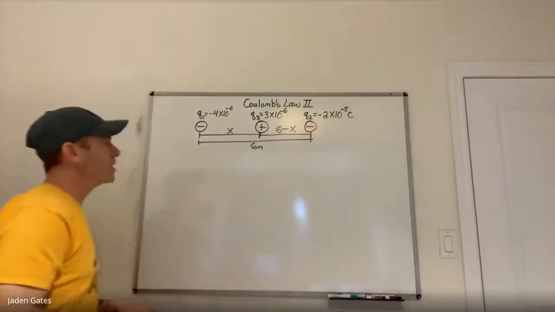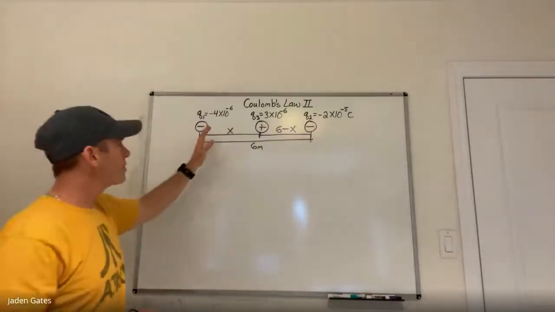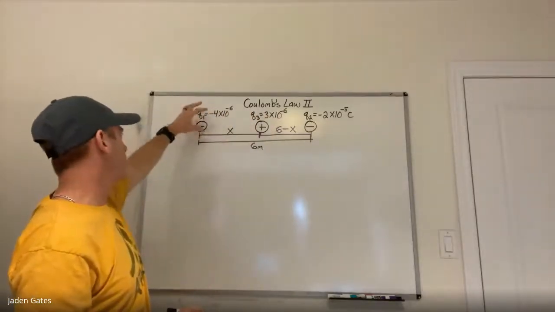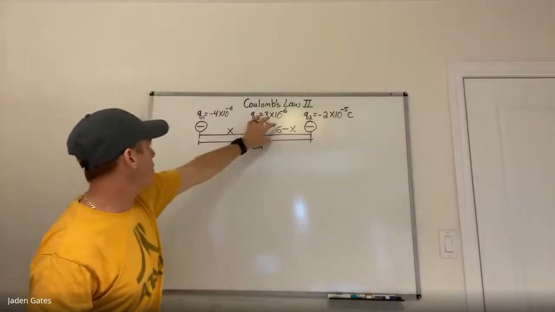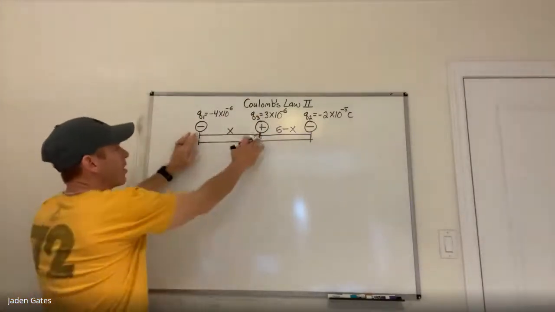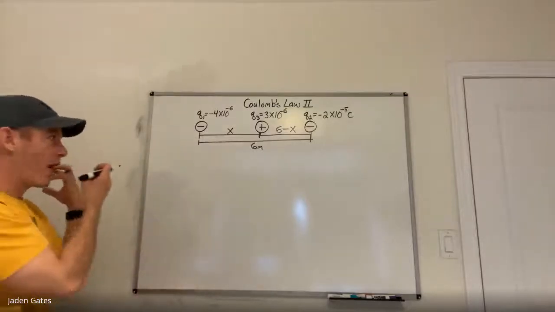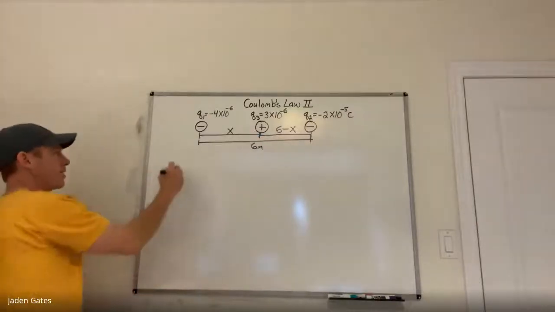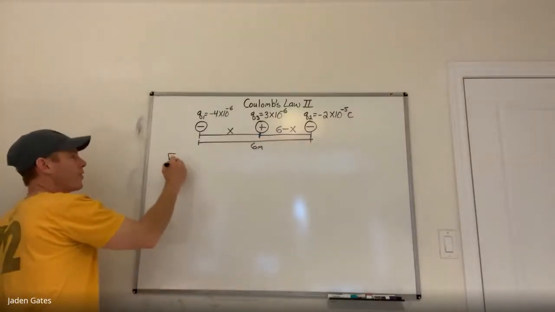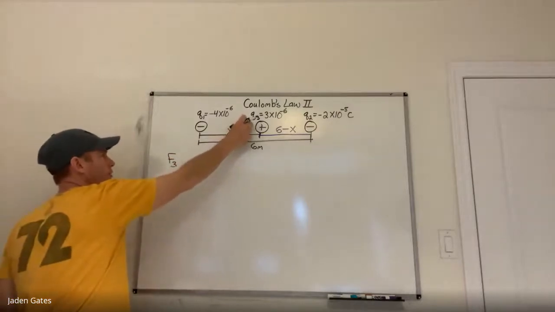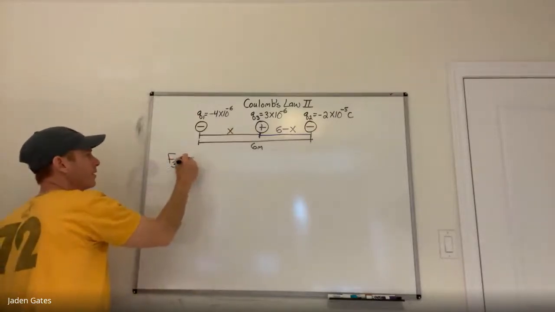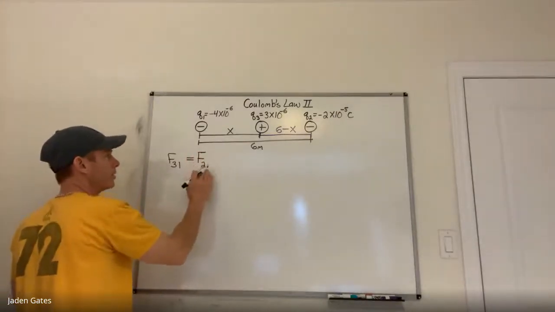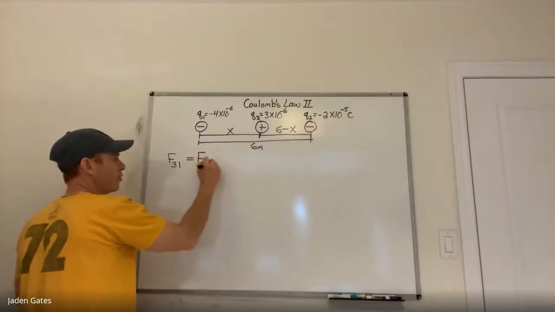Now, as I mentioned, when the net force is 0, that means that Q1 is going to pull Q3 to the left, right? Because they are opposites, so they're going to attract. But Q2 is going to pull it to the right. And so in this situation, the force on 3, our middle charge, by number 1 is equal to the force on 3 by charge 2.